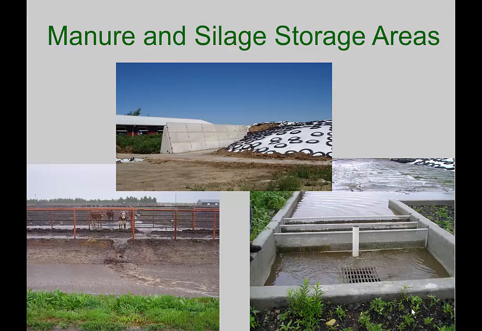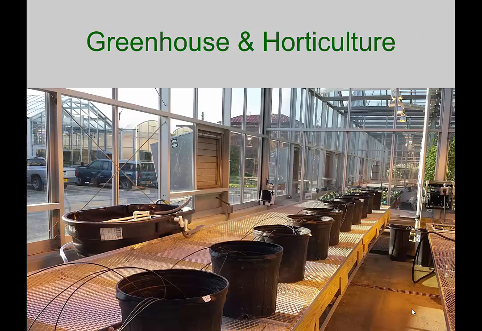Manure and silage storage areas. Anywhere you have high concentrations of phosphorus that can potentially leave a site in concentrated flow, where you can channel that flow into one location and put it into a phosphorus removal structure. Greenhouse and horticultural situations. Here's one. This is a small filter we built in a greenhouse at Purdue, where we treat all the excess phosphorus in the water that drains out of the pots.